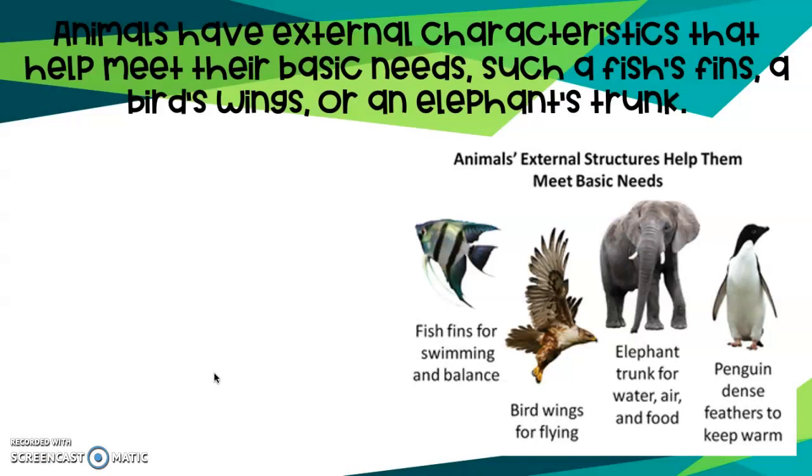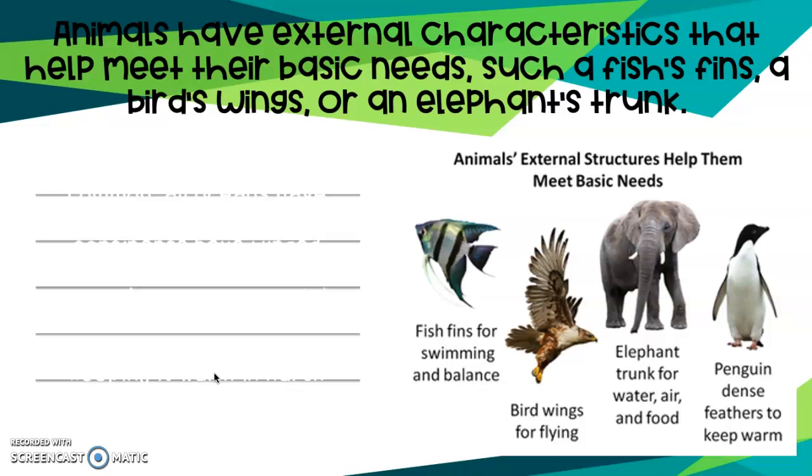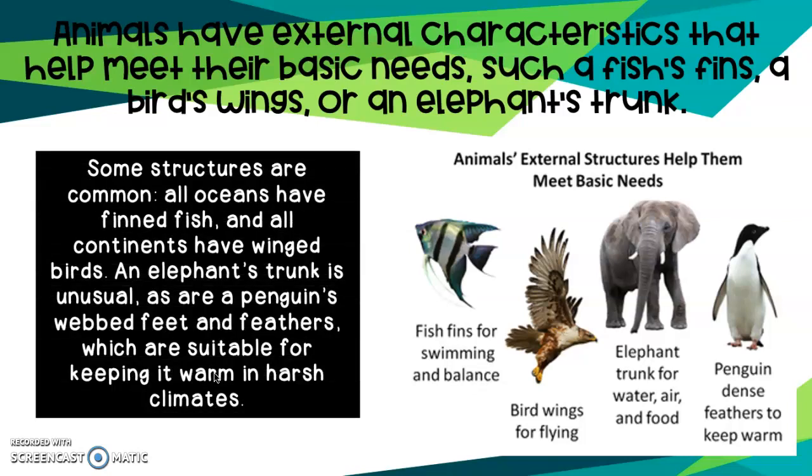Animals have external characteristics that help meet their basic needs, such as a fish's fins, a bird's wings, or an elephant's trunk. Some structures are common. All oceans have finned fish, and all continents have winged birds. An elephant's trunk is unusual, as are a penguin's webbed feet and feathers, which are suitable for keeping it warm in harsh climates.